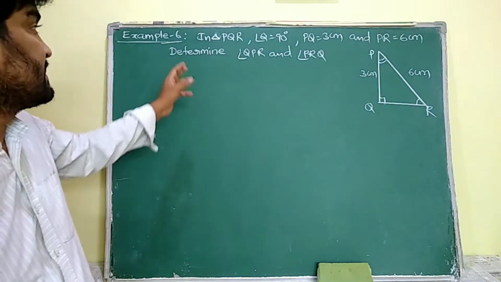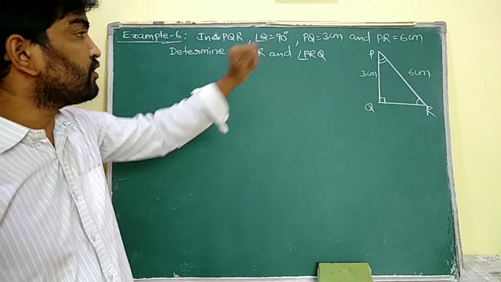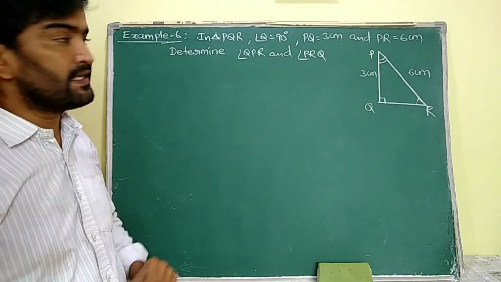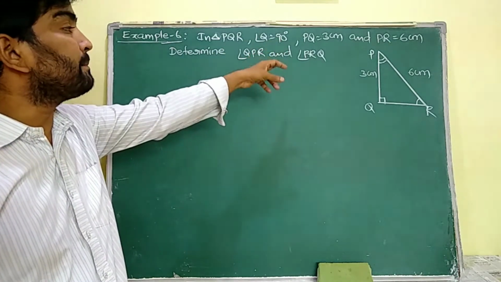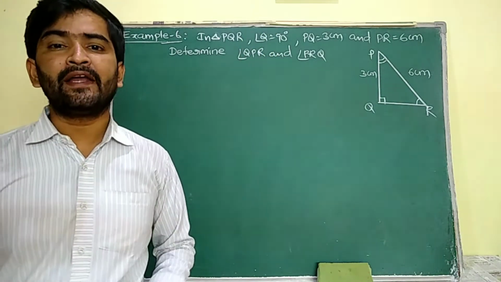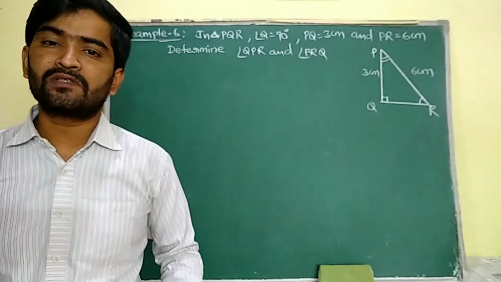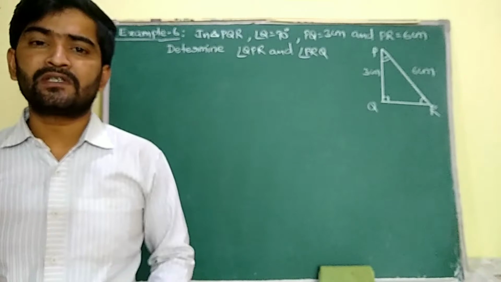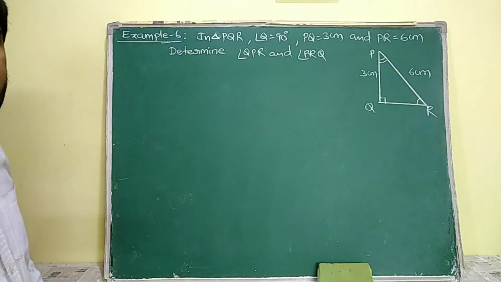Example 6. In triangle PQR, angle Q is equal to 90 degrees, PQ is equal to 3 centimeters, PR is equal to 6 centimeters is stated in the question, and we are asked to determine angle QPR and angle PRQ. As we know, if we know any two values of the triangle, then we can calculate the remaining values. In this triangle I know two sides, PQ and PR. Then I can calculate whatever values are asked.